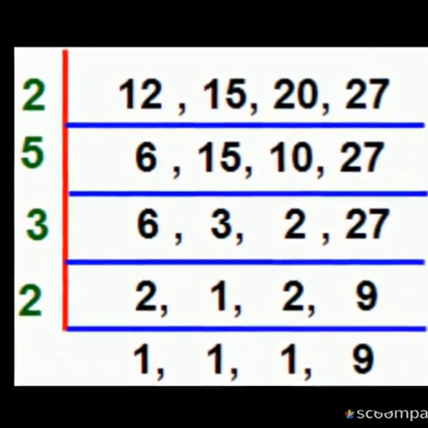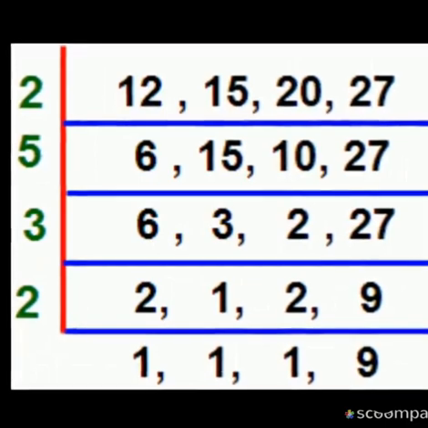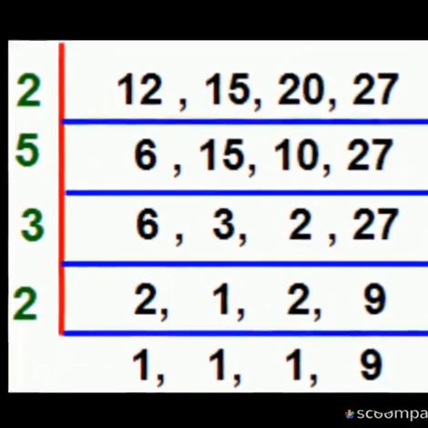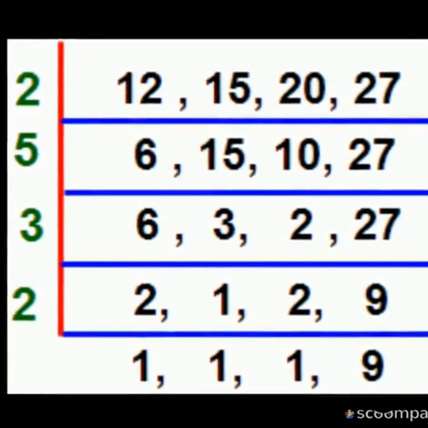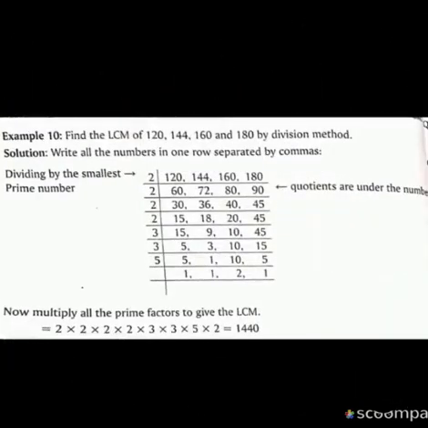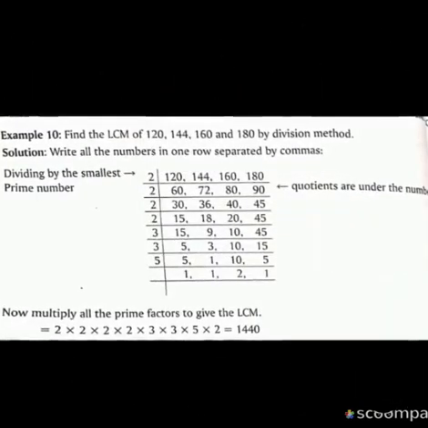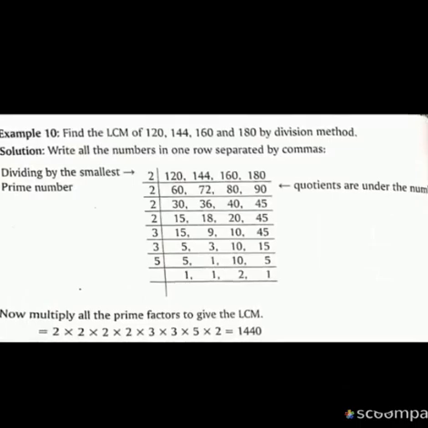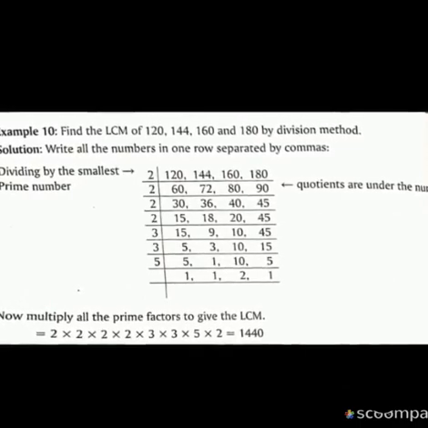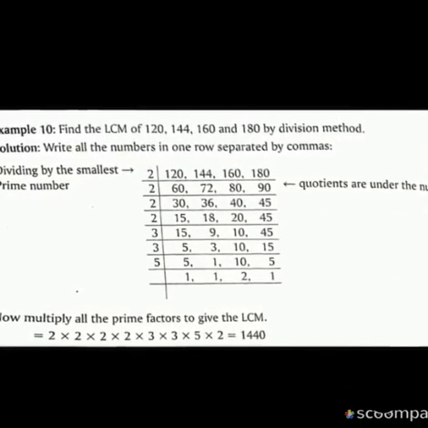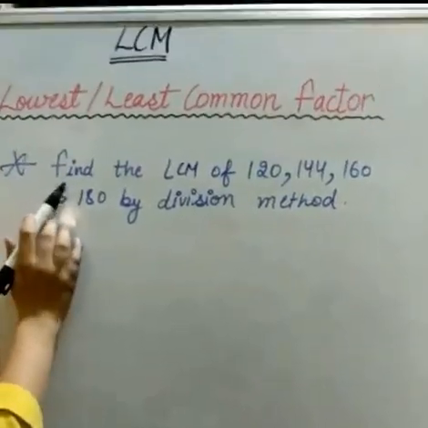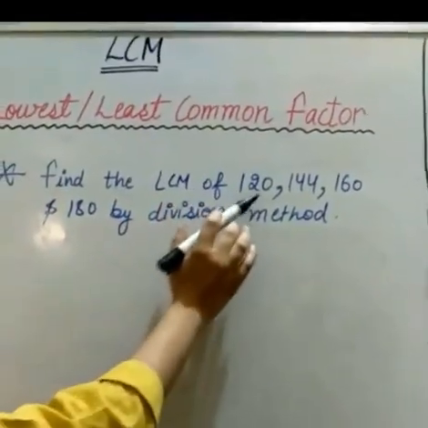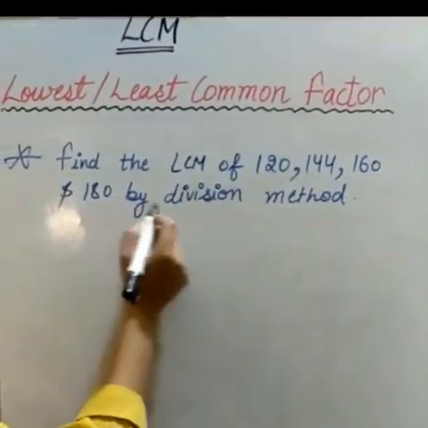Then put the quotient directly under the number in the next row. Keep dividing the quotient until no pair of bottom numbers have common factors. Then find the product of all prime factors. This product will give you the required LCM. So let us discuss it with the help of an example. Find the LCM of 120, 144, 160, 180 by division method.